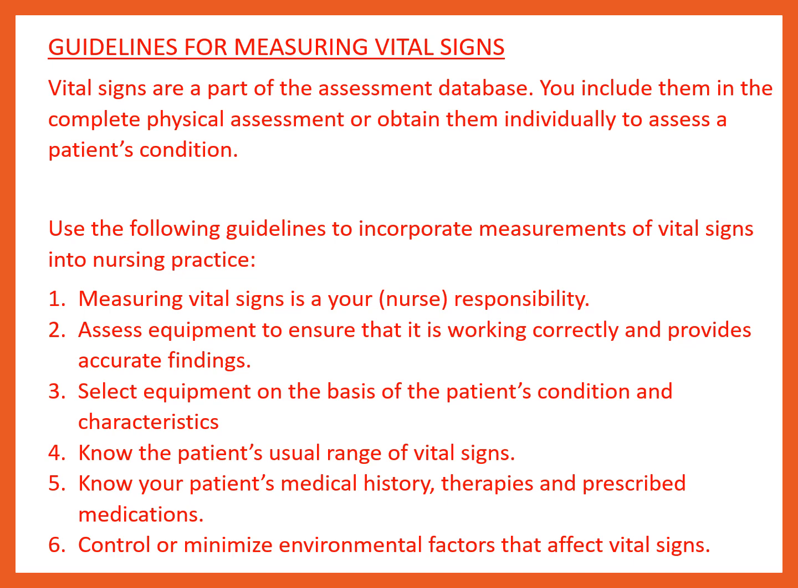Number two, assess equipment to ensure that it is working correctly and provides accurate findings. Number three, select equipment on the basis of the patient's condition and characteristics. Example, do not use an adult-sized BP cuff for a child. Number four, know the patient's usual range of vital signs. These values can differ from the acceptable range for that age or physical state. The patient's usual values serve as a baseline for comparison with later findings. Thus, you are able to detect a change in the condition over time.